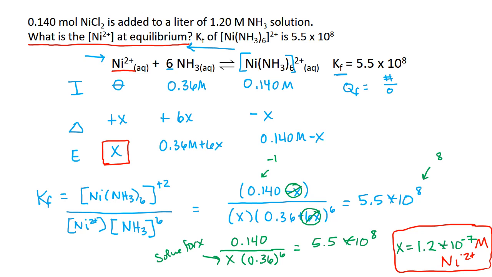So that is how you deal with Kf of formation. You have your cation or your Lewis acid, you have your Lewis base, and you form a complex ion.